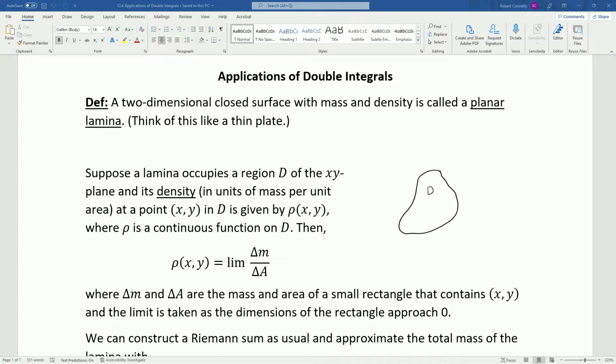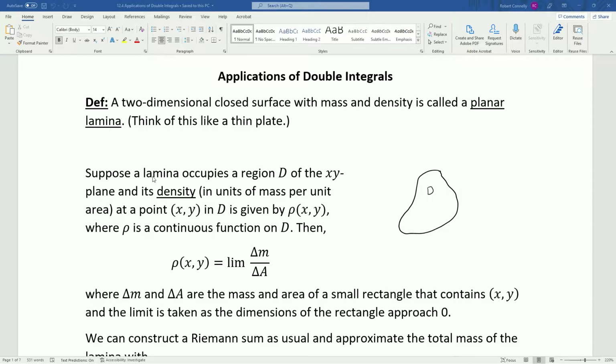Hello everyone, and welcome to our video on applications of double integrals. So, definition: a two-dimensional closed surface with mass and density is called a planar lamina. So think of this like a thin plate.